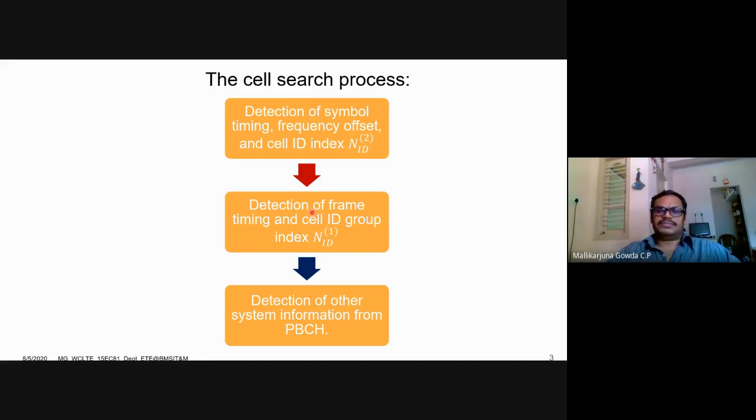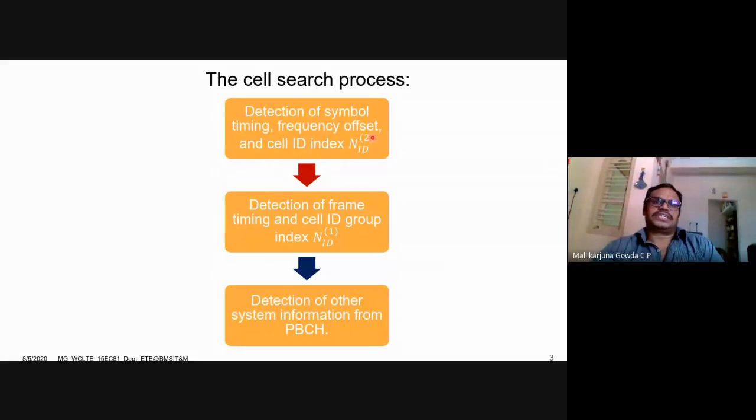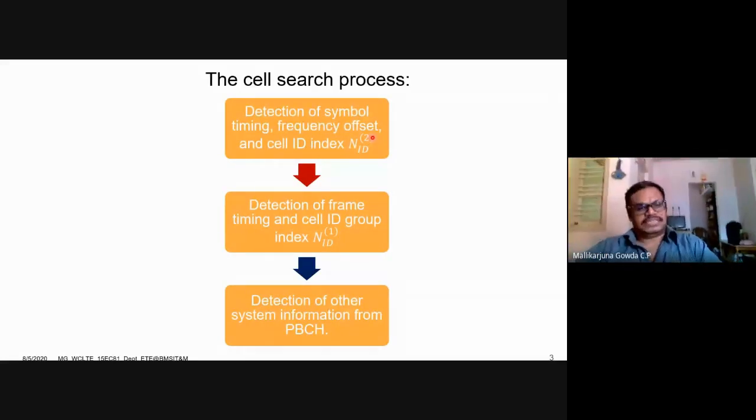And here, the detection of frame timing is done by the secondary synchronization signal. As I said, the secondary synchronization signal is transmitted two times also, in the normal CP type, in the 6th OFDM symbol of slot 0 and the 6th OFDM symbol of slot 10. After all, OFDM symbol 7 in slot 0 is for PSS, and OFDM symbol 6 is for SSS. Similarly, in slot 10, OFDM symbol 7 is for PSS and OFDM symbol 6 is for SSS, the secondary synchronization signal. And it is different for frame structure type 2, which I already discussed.